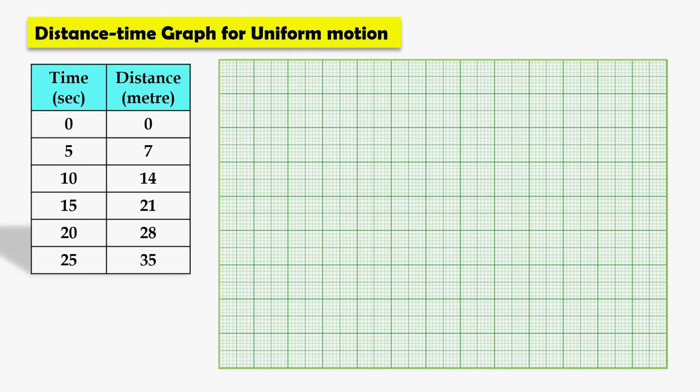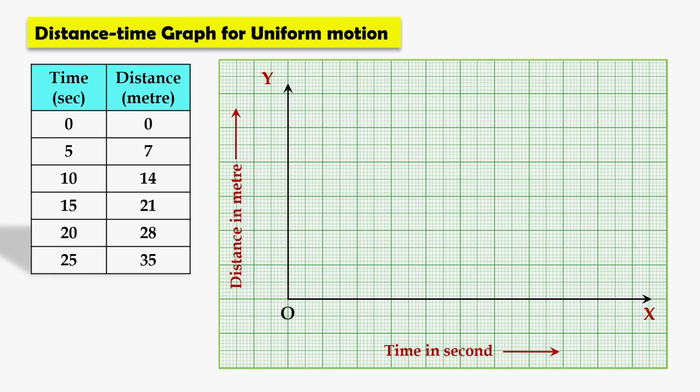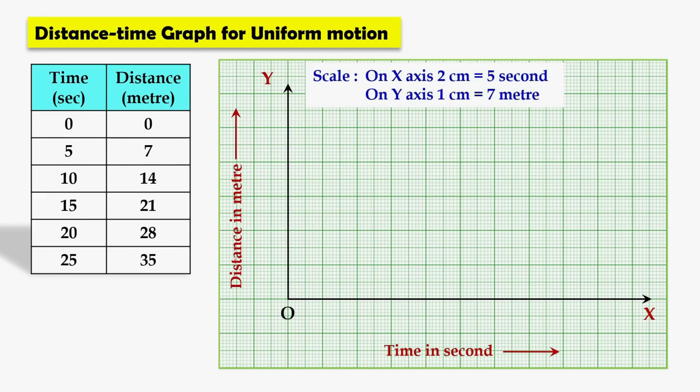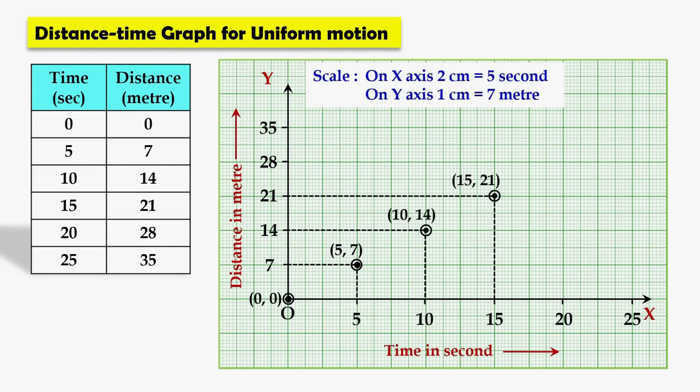Now, let us see the graph. Time is taken on the x-axis and distance is taken on the y-axis. The scale used is important. On the x-axis, 1 centimeter represents 5 seconds. And on the y-axis, 1 centimeter represents 7 meters. We plot the points (0, 0), (5, 7), (10, 14), (15, 21), (20, 28), and (25, 35).